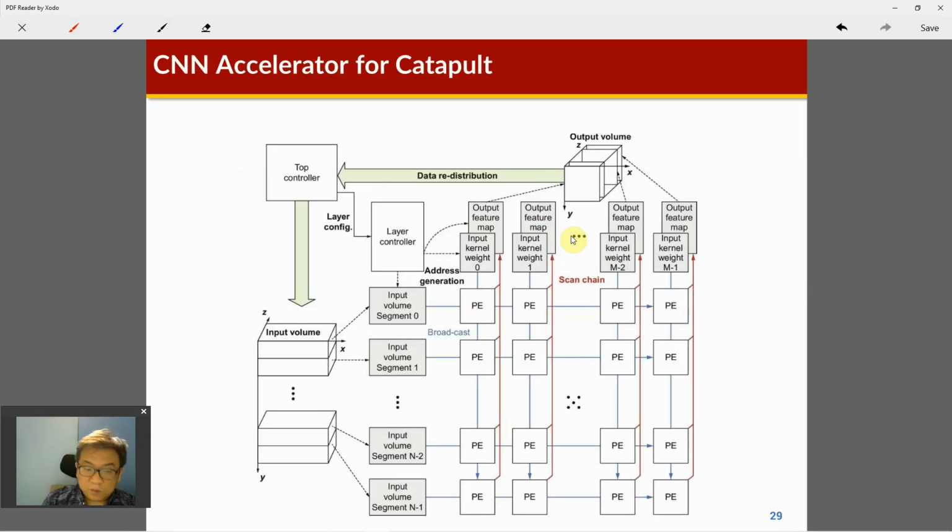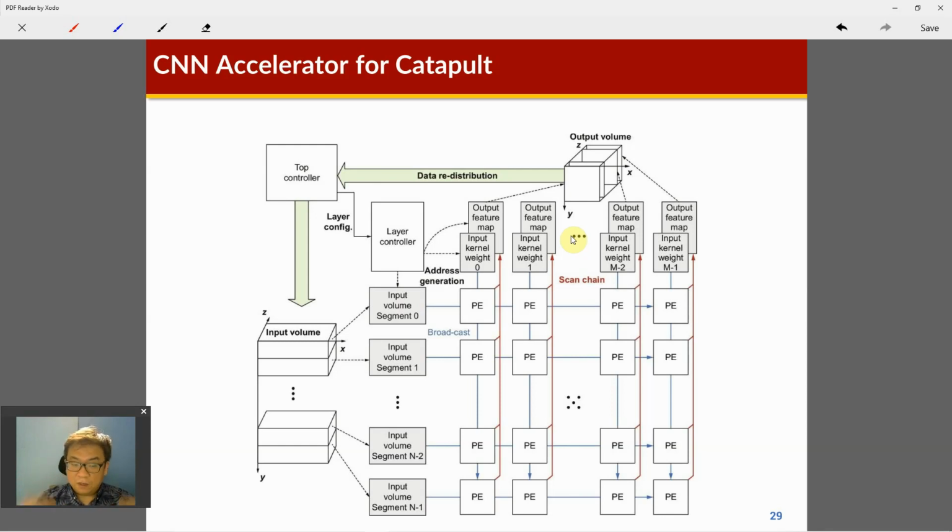With this Catapult, many different accelerators can be implemented on the Catapult board, because the Catapult board is just an FPGA. So we can implement any hardware inside the FPGA. This is a field programmable gate array. It's a programmable gate array, so we can implement any hardware. But what is the issue with the FPGA? The performance of an FPGA is lower than an ASIC.